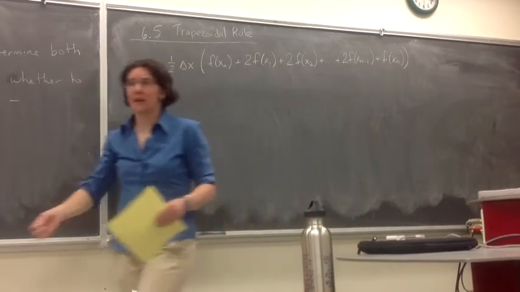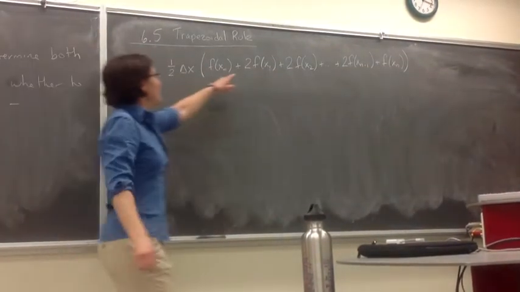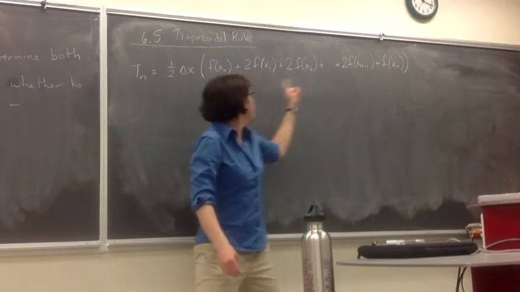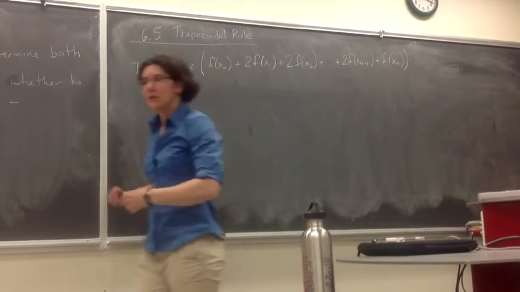And so we had this whole sum going on here, and the funny thing about this formula was that we ended up with 2 of every single term except for the first one and the last one when we only had 1 of those. And so this formula is kind of weird.